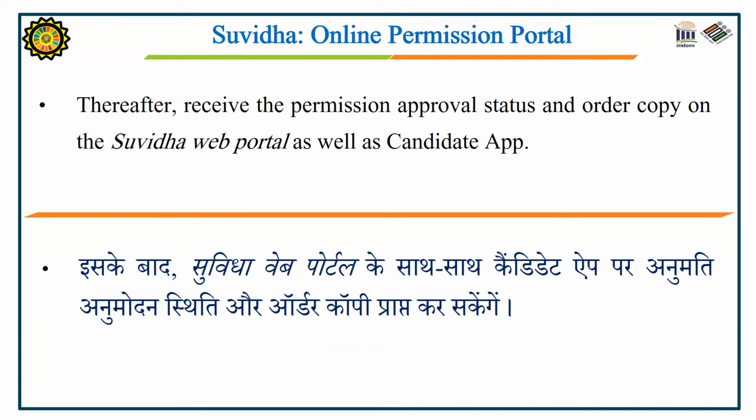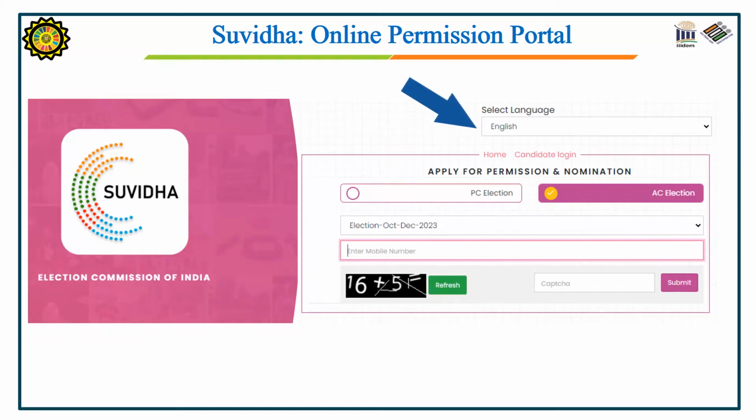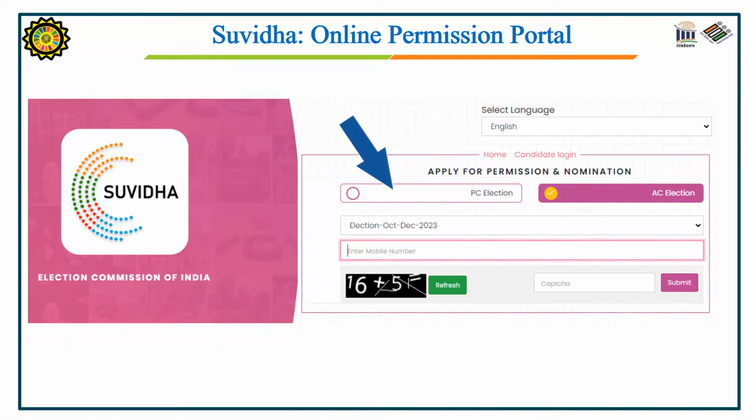Thereafter, they will receive the permission approval status and order copy on the Suvidha web portal as well as on the candidate app. Now we will understand how to fill the online application form through Suvidha. First, you have to select the language. If we are going for parliamentary election, then you have to select PC election. Otherwise, you have to select AC election.